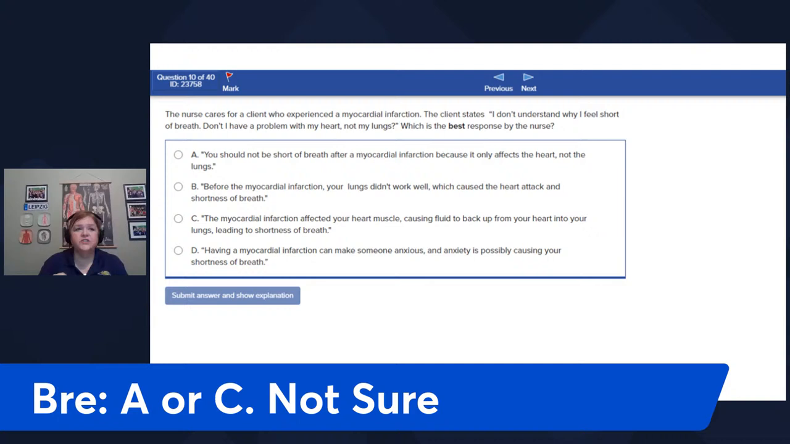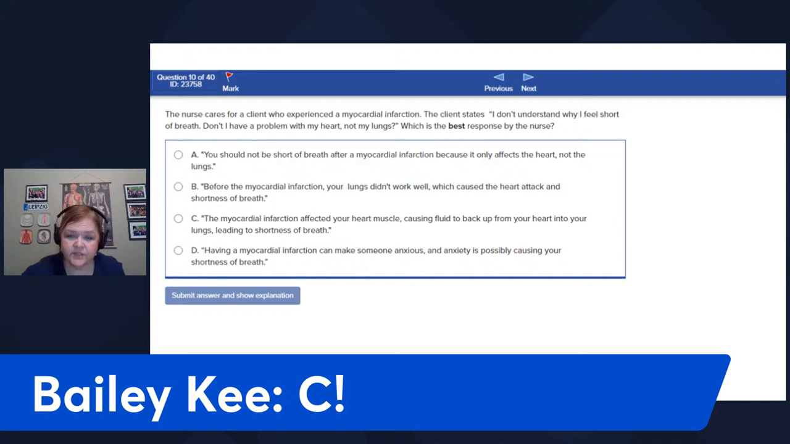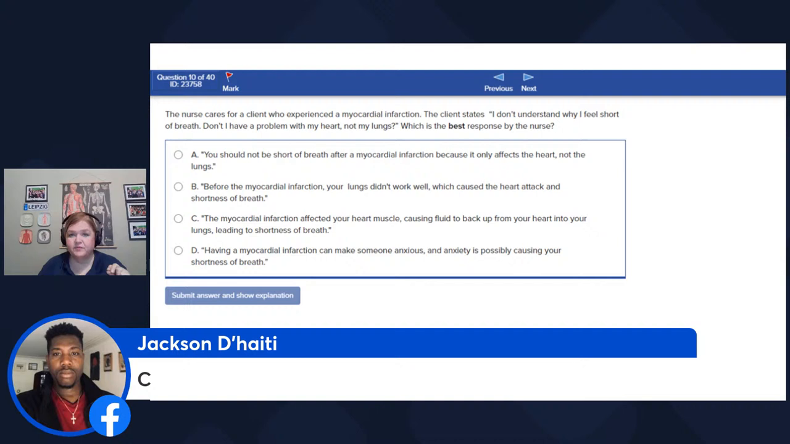Well, how about if you look at all four of these and go, that's nothing I would say. I would not say any of those. I always tell students, this is not a script for how you should be a nurse. This is a test to see if you can pick the most important answer, the one that keeps the patient the safest. So this person's telling me, I had an MI, why can't I breathe? Because I should have a problem with my heart and not my lungs.